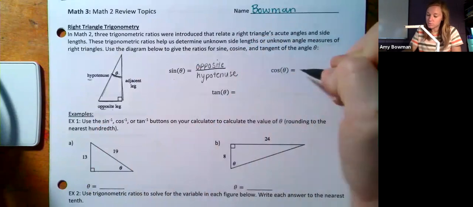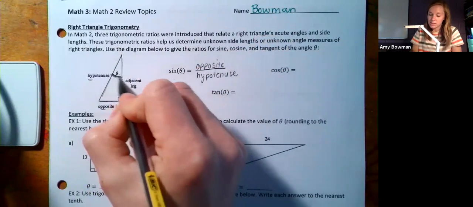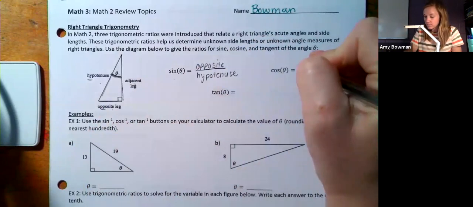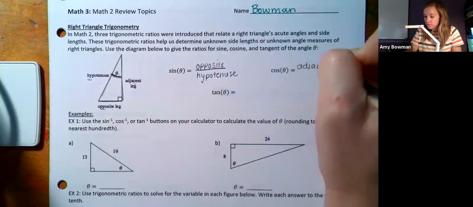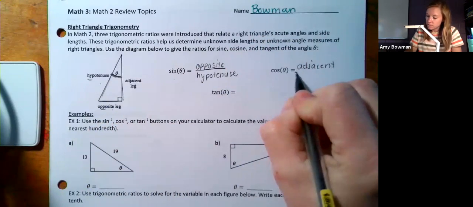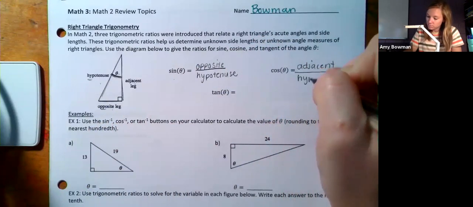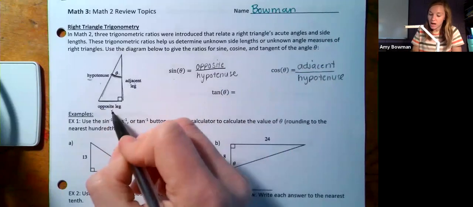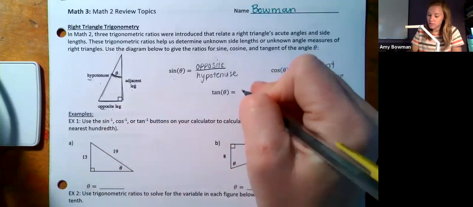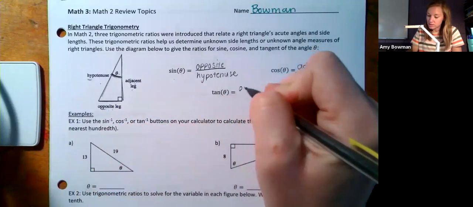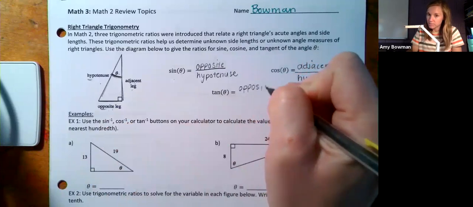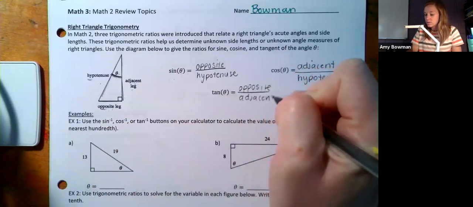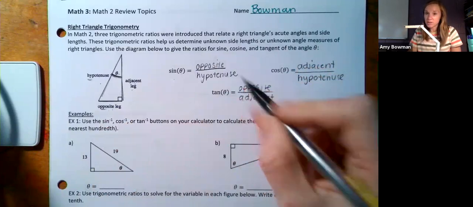We'll jump to cosine. Cosine is the adjacent side divided by the hypotenuse. And the tangent is the side opposite divided by the side adjacent. So that's a lot to remember, these 3 ratios.